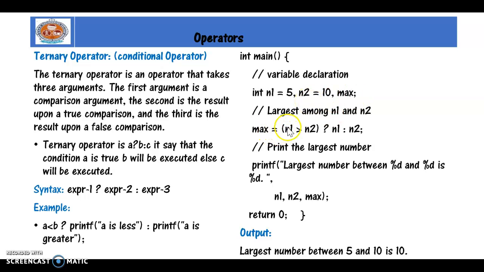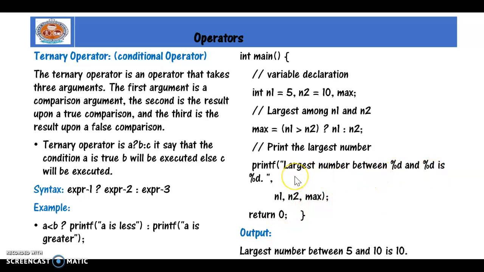See, this is my conditional operator, right? I am checking whether my n1 is greater than n2. Is 5 greater than 10, true or false? False, right? So n2 will be taken. So I am assigning n2 to the maximum value, that is, I am storing this value in max. Then after that I will print the largest among these two numbers is max.